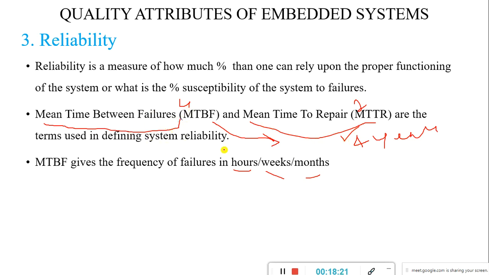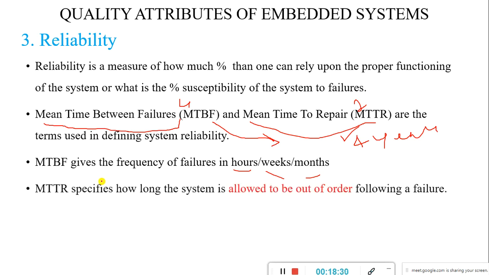Later on we have one formula of availability for working condition, which we will take as an example and discuss. Next, what about MTTR? MTTR specifies how long the system is allowed to be out of order. As I told you, if my washing machine fails, how long does it take to get repaired? The other way to say it is how long the system is allowed to be in out-of-order mode. These two are the important terminologies when it comes to reliability.